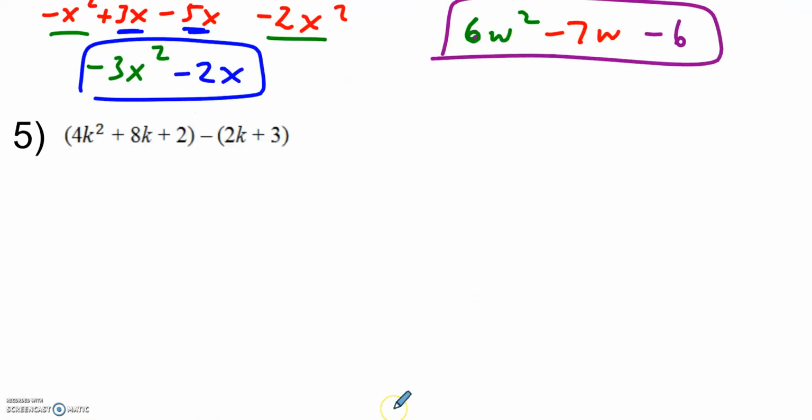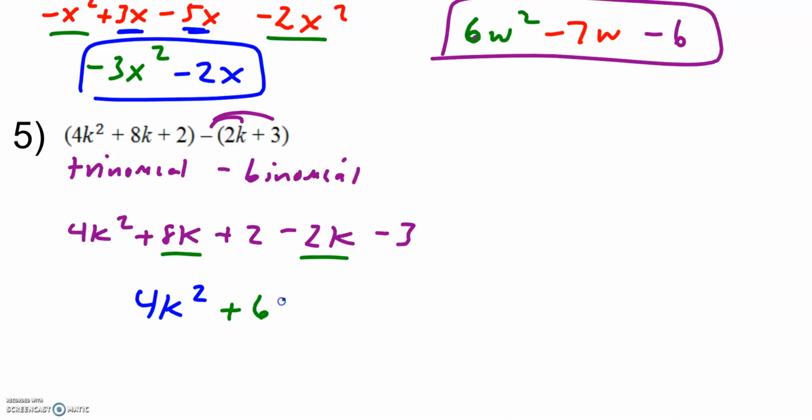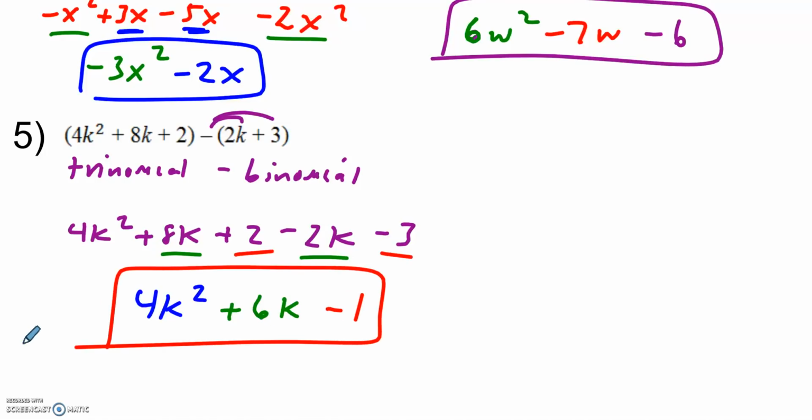So one more, and then I'm going to have you practice a few more. Here, I'm taking a trinomial, and then I am subtracting a binomial. And the negative would need to distribute, so I'd have 4k squared plus 8k plus 2 minus 2k minus 3. And then the 4k squared does not combine with anything, but then the 8k and negative 2k would be 6k. And then finally, the 2 minus 3 would get me negative 1. So here's my answer in standard form.